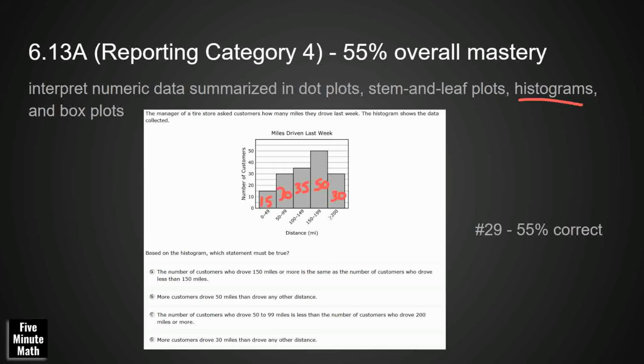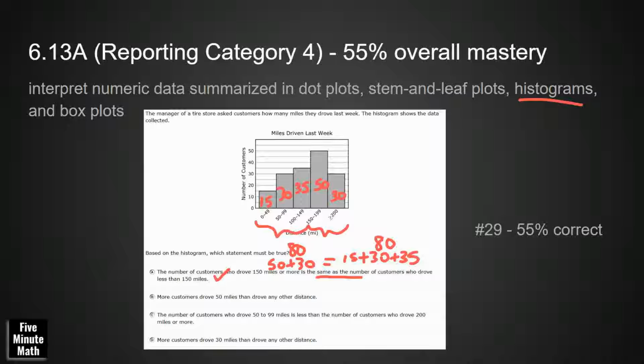Then I suggest we evaluate each of these statements, but we do it algebraically here. So the number of customers who drove 150 miles or more. All right, so that's going to be 2 buckets right here. That's going to be 50 plus 30 is the same as, all right, so that equals the number of customers who drove less than 150. All right, so less than 150 is going to be right here. And so I've got 15 plus 30 plus 35. All right, so 50 and 30 make 80. 15 and 35 make 50. Add that 30, we've got 80. All right, so 80 looks like it is equal to 80. So I'm thinking my answer is A.